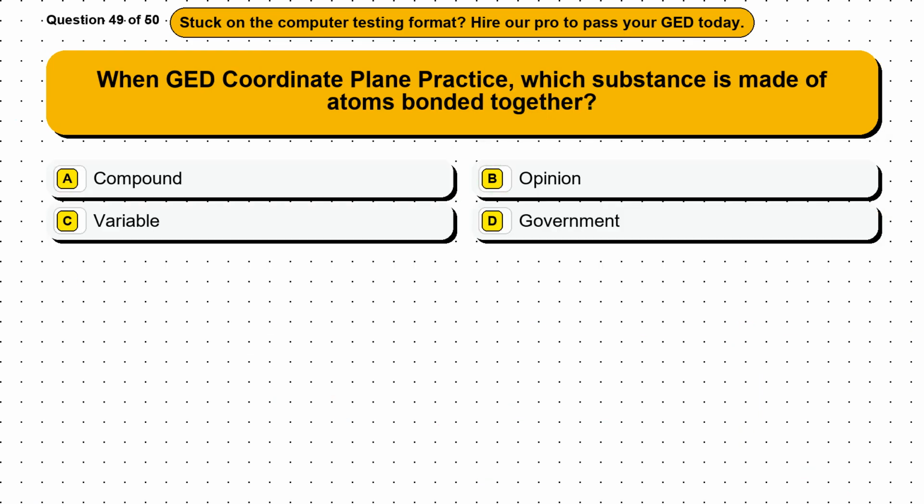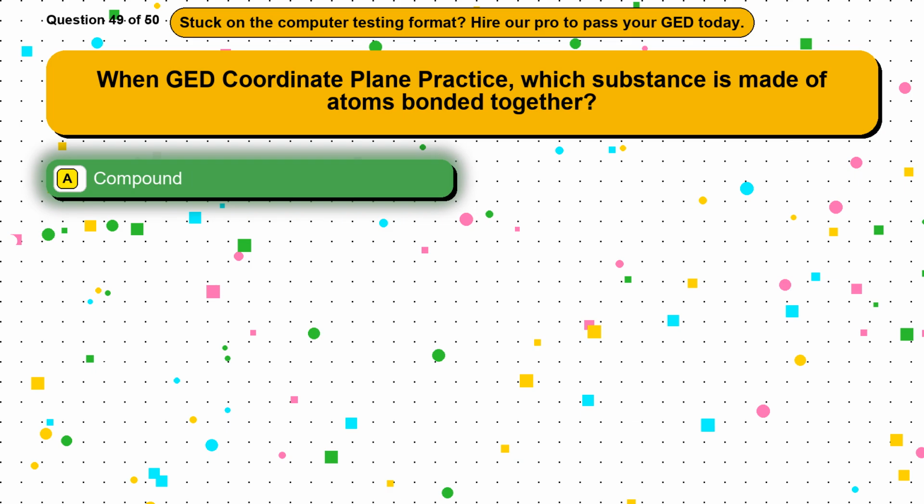Question 49. When GED Coordinate Plane Practice, which substance is made of atoms bonded together? Option A. Compound. Option B. Opinion. Option C. Variable. Option D. Government. The correct answer is option A.